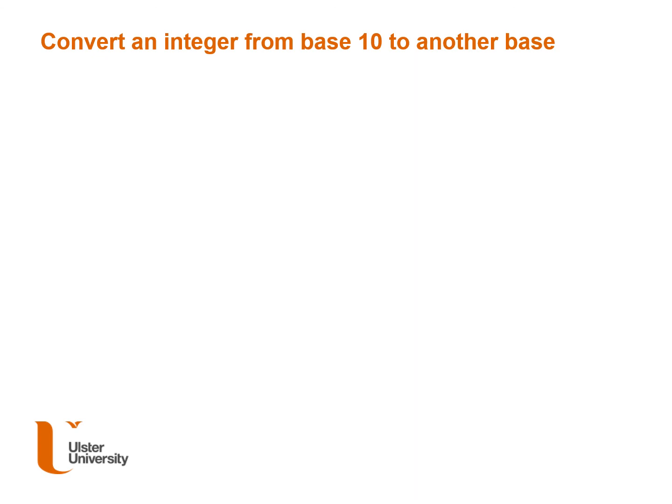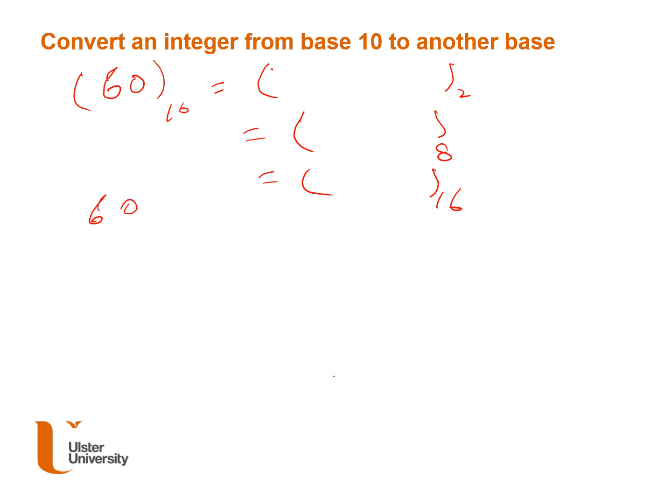Let's look at one example where we'll be converting one decimal number into different number systems. Let's take one decimal number 60, and we need to convert that into base 2, and then maybe into base 8, and then into base 16. The conversion of 60 to base 2, we need to divide 60 by 2.